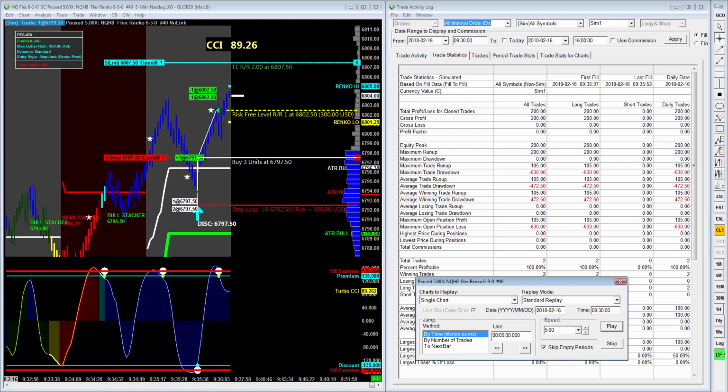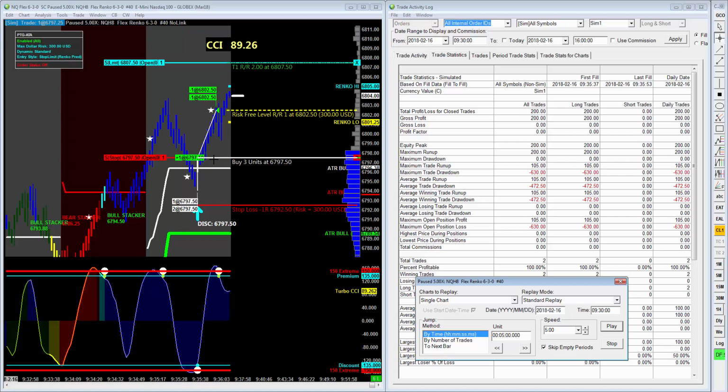Okay, before we continue on, what also happens is once price reaches the first target level, which is our risk-free 1R value, the stop is automatically adjusted to the entry. Again, that is user definable as well.